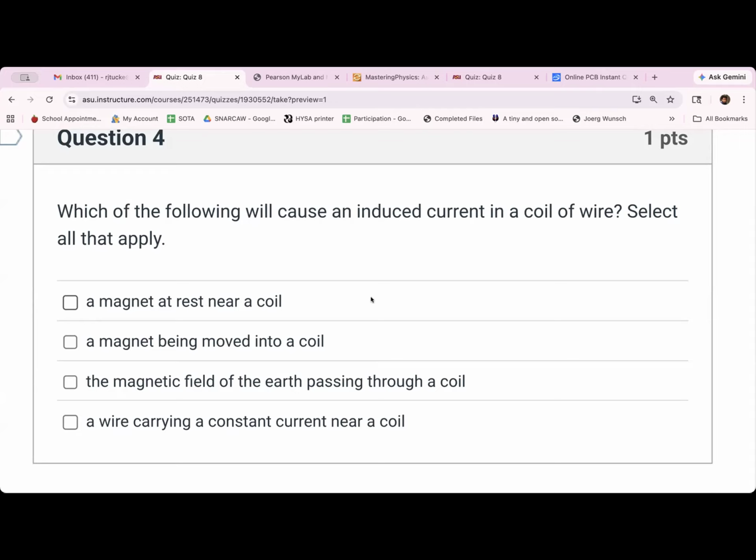What if I shove it in the hole? The magnetic field in the loop of wire is changing. The direction of the reaction current, as we're learning today, opposes the increase. So B is a true statement. How about C? The magnetic field of the Earth just going through a coil. Is the field changing? Is the area changing? Is the angle changing? No, none of those is changing. There's flux, but there's no change in flux. Nothing is changing in this scenario.